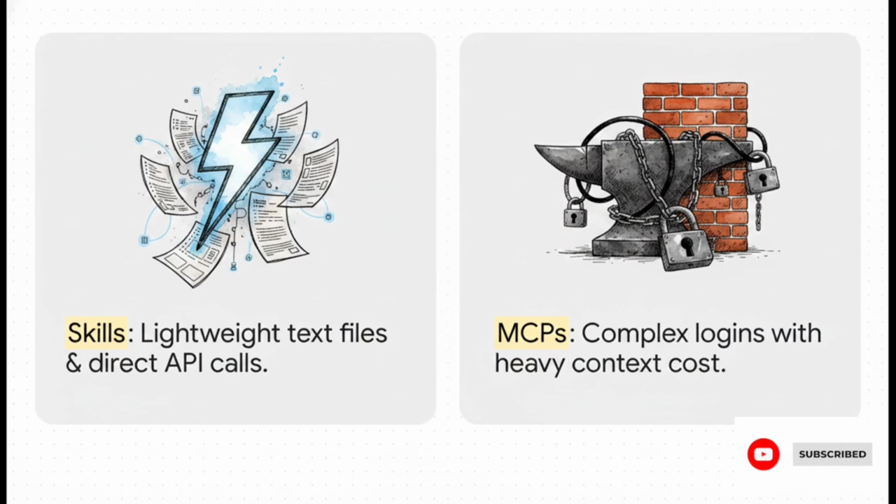A single MCP might eat up 7,000 tokens of your AI's memory just sitting there idling. Skills, on the other hand, are these really lightweight text files making direct API calls. You could have, say, 24 skills installed, and they might only use like 400 tokens total. So the golden rule here? Always use skills whenever possible. You really want to keep your AI's memory lean and lightning fast.